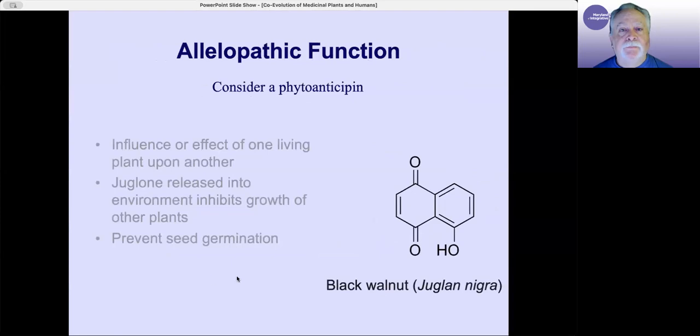So we also have something called allelopathic function. This is considered a phytoanticipant. And black walnut, if you've ever been around black walnut, or even corn, does this. A number of plants do this. Juglone is a compound in black walnut. And it actually will prevent seeds from germinating. It'll prevent other plants from growing. So it inhibits their growth. So that's one way plants can actually protect their area and the nutrients they're trying to tap into. It gets released into the environment on a regular basis. It prevents other plants from growing nearby.